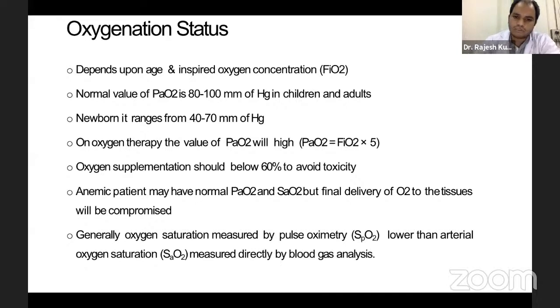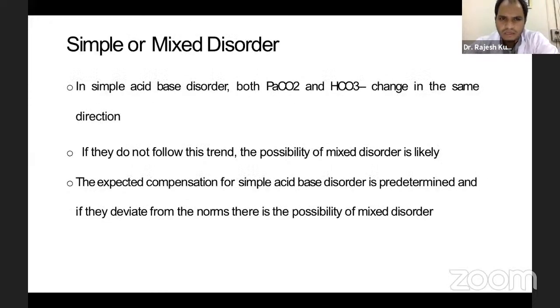So general oxygen saturation must be measured by your pulse oximetry, as we all know. Now coming to the disorders, whether it is a simple disorder or a mixed disorder. In simple acid-base disorders, both PaCO2 and bicarb change in the same direction. If they do not follow this trend, the possibility of a mixed disorder is likely. The expected compensation for a simple acid-base disorder is predetermined, and if they deviate from these norms, there is a possibility of a mixed disorder.